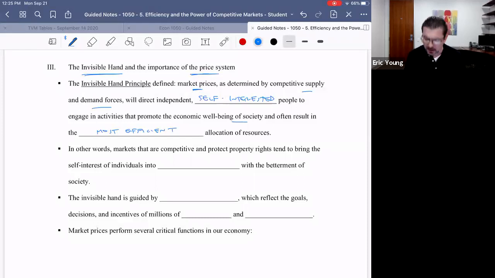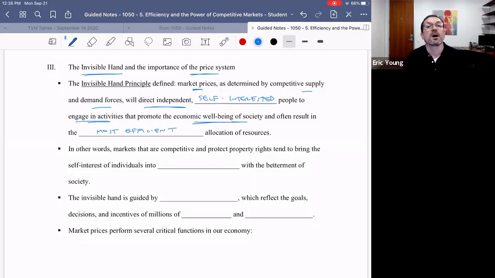This is really important. It's a really weird thing to think about, so let's say it one more time. We believe that in a market, the price function, which comes from the supply and demand curves, will guide independent, self-interested, even we might say selfish or greedy people to engage in activities that also promote the entire economic well-being of society. In a sense, the invisible hand aligns personal motives with social goods.